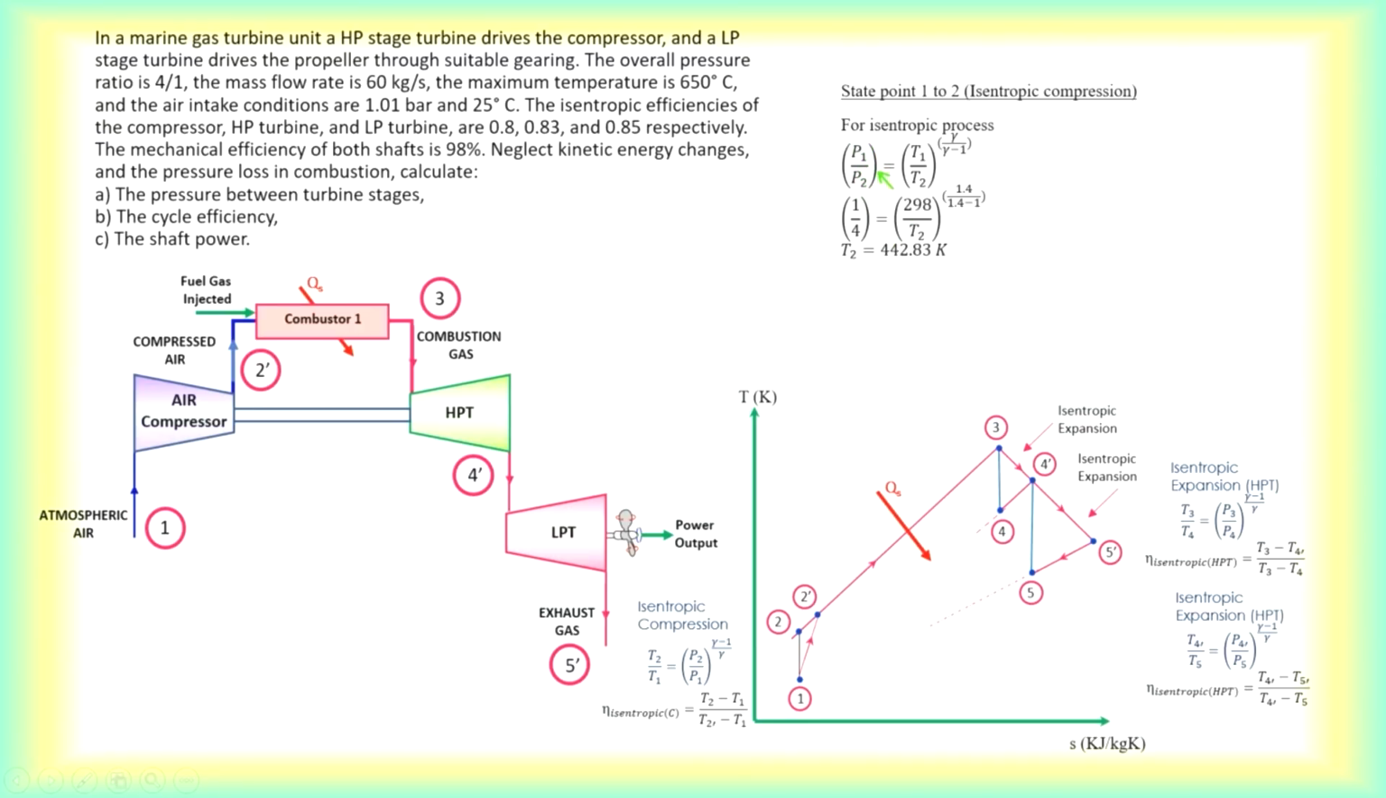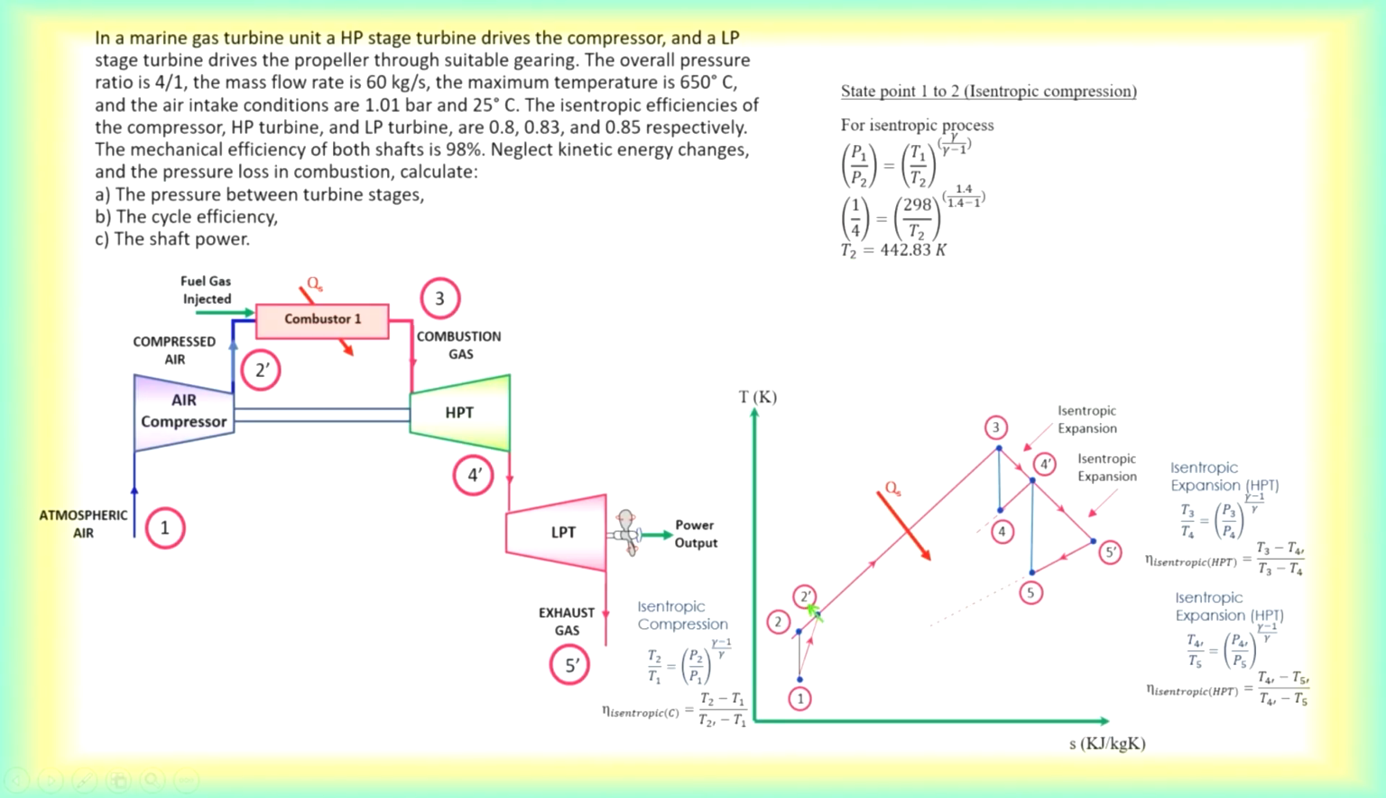So this will be your pressure ratio 4 to 1. That means this pressure line here is 4, and this pressure line here is 1. And they have given us the inlet pressure is 1.01. So the inlet pressure here is 1.01, and the pressure here should be 4.04. So using the isentropic relationship, we will be able to find out the temperature of this T2.